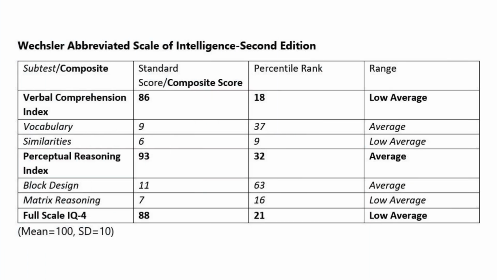This is a table from the Wechsler Intelligence Test, which is an IQ test. I can see that 3 areas are average and 4 are showing as low average, but I am not sure what exactly do these subtests measure and how is that impacting my students' academic underachievement.